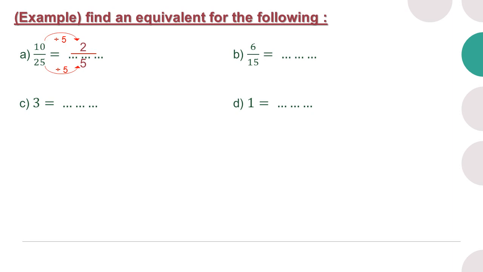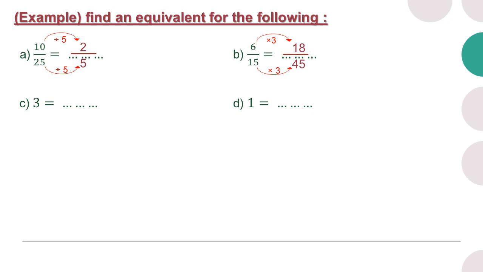And now, let's see letter B, 6 over 15. We can use multiplication, because 6 and 15 are in the same table. Also, we can divide by 3, but here we will choose multiplication. So 6 times 3 is 18, and 15 times 3 is 45. So 6 over 15 equals 18 over 45.